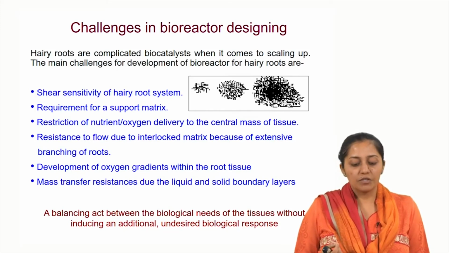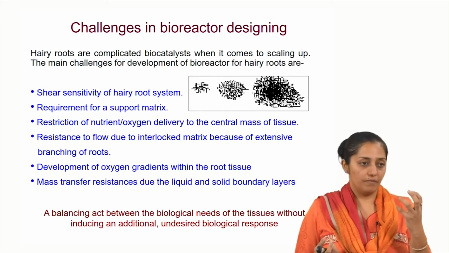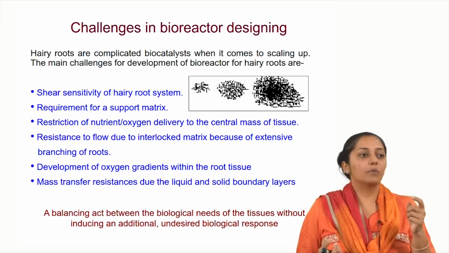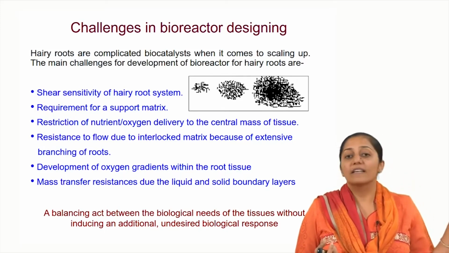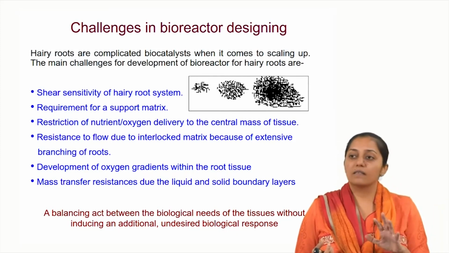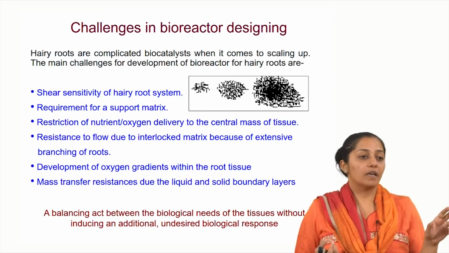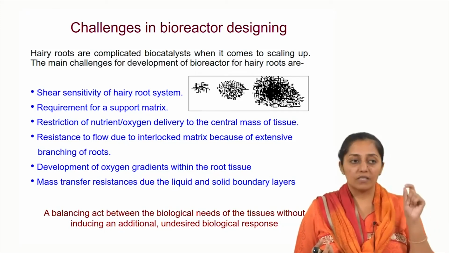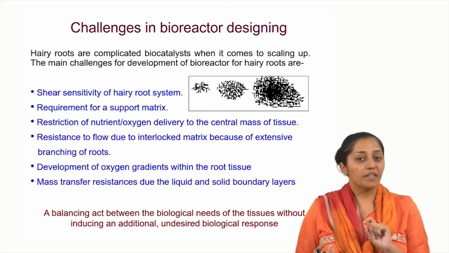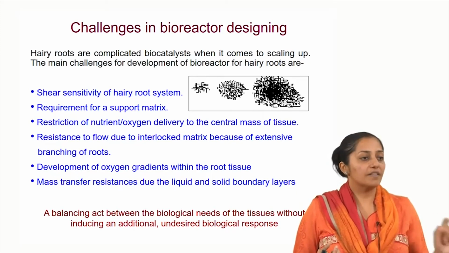Then resistance to flow due to the interlock matrix. Now the size of the biomass itself, like an immobilized system, is quite big. So there will be thicker boundary layers in comparison to your gas liquid boundary layer. So the mass transfer limitation in these systems is much more severe than when you are working with plant cells or microbial cells, because the cell size is small. So the solid liquid boundary layer thickness is smaller, but here the solid liquid boundary layer limitation is higher in comparison to liquid gas.